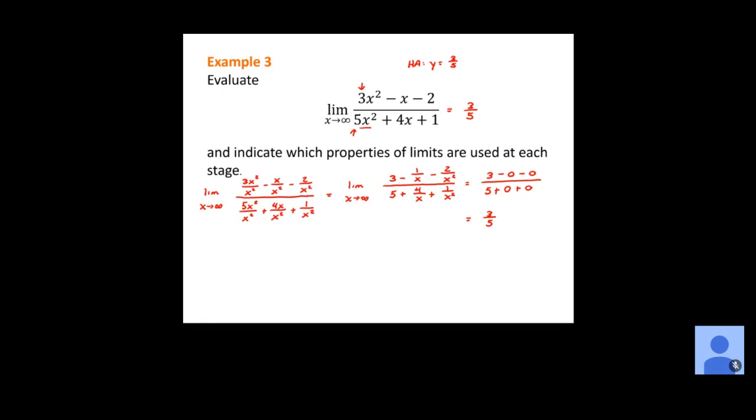Then we had a rule that said if the degree on the top is bigger than the degree on the bottom, okay, then that's always going to give us no horizontal asymptote. And then if we have a degree bigger on the bottom than the top, then it's going to always be y equals 0.